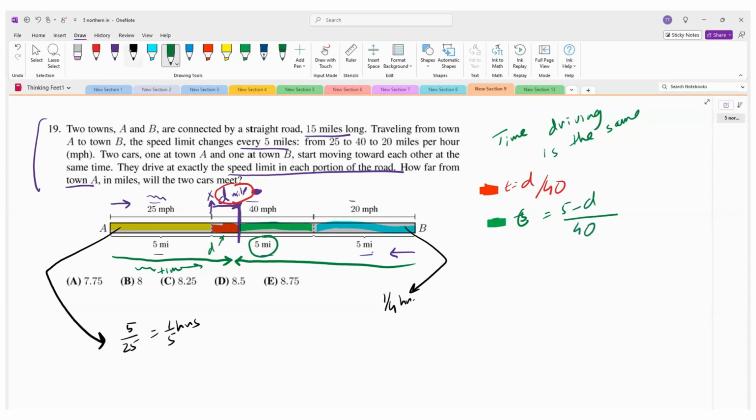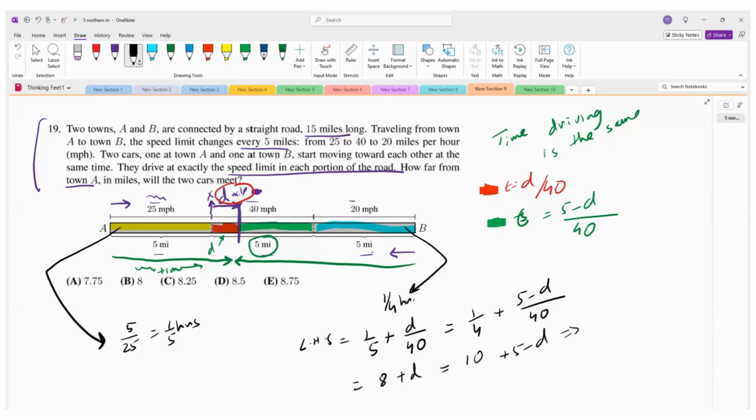So now I'm going to add all the times from the left hand side and equate that to all the times from the right hand side, right? The left hand side time is equal to 1/5 of an hour plus the red one, which is d over 40. And the right hand side is 1/4 of an hour plus the green one, which is (5 minus d) over 40. Now, to get rid of fractions, let's just multiply by 40 on both sides. So I get 8 plus d equals 10 plus 5 minus d, right?